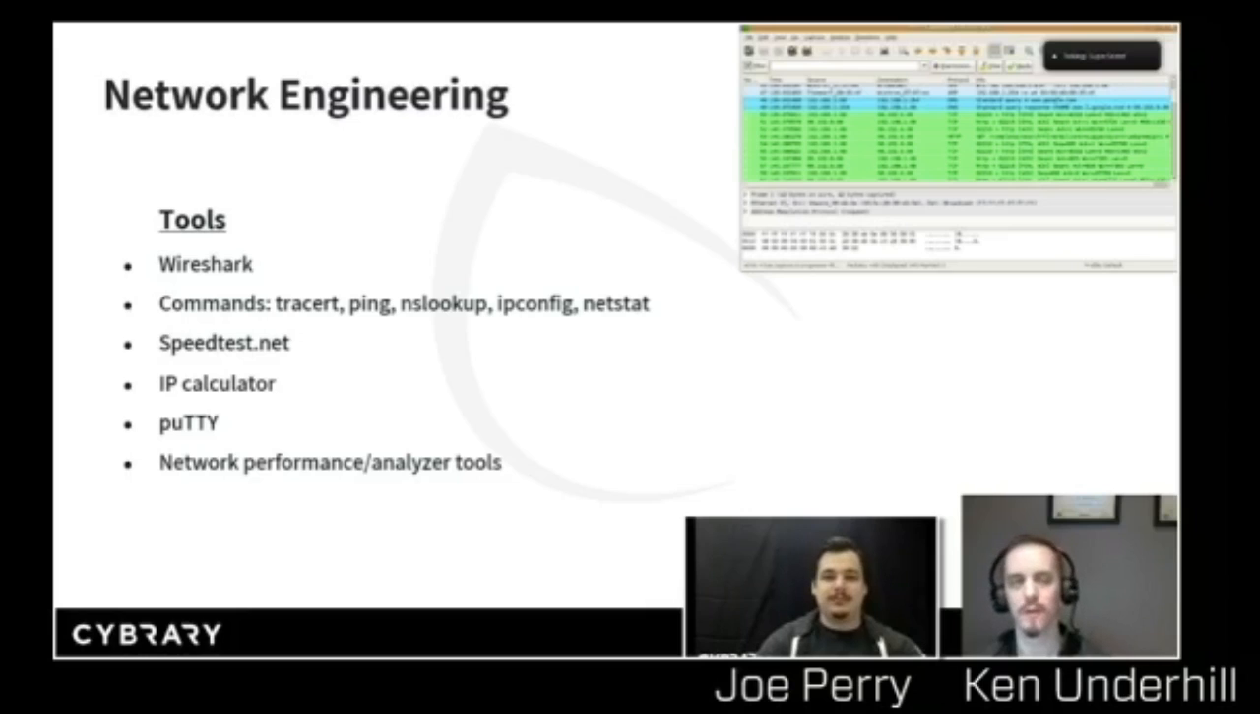IP calculator is another thing that more advanced network engineers use just to make sure they're getting the appropriate IP address. PuTTY is good for SSH connections and telnet connections to make those a little more secure. And then, as I mentioned, there's a whole lot of different network performance and analyzer tools. A lot of SIEMs, which we'll talk about a little bit when we go into incident response in just a moment. A lot of SIEMs will have all this stuff wrapped up into one.